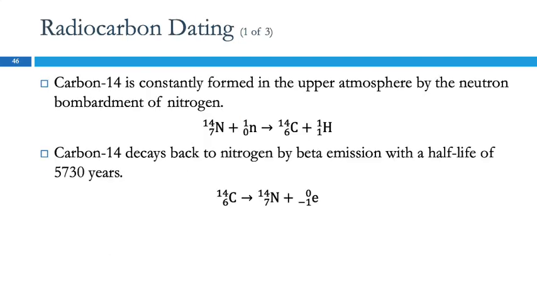How does radiocarbon dating work? Carbon-14 is constantly being formed in the upper atmosphere. Neutrons from space are bombarding the nitrogen gas that is most of air, and it's forming carbon-14. Carbon-14 is radioactive. It's not stable. It's going to decay back to nitrogen by beta emission. It has a half-life of 5,730 years. That number changed a little bit recently. I'm not sure if I updated it in my slides or not. It changed by like 5 years.